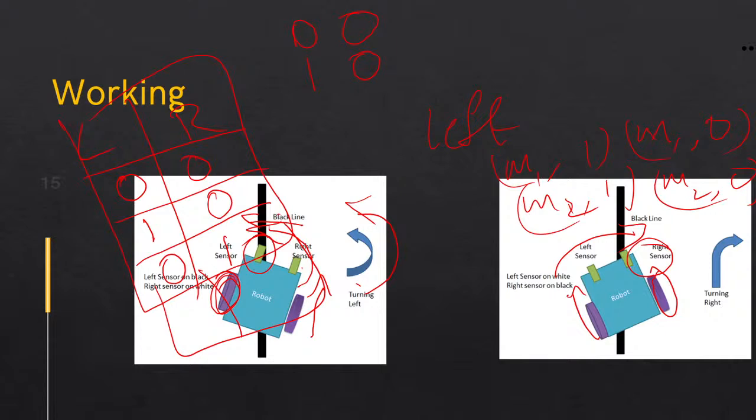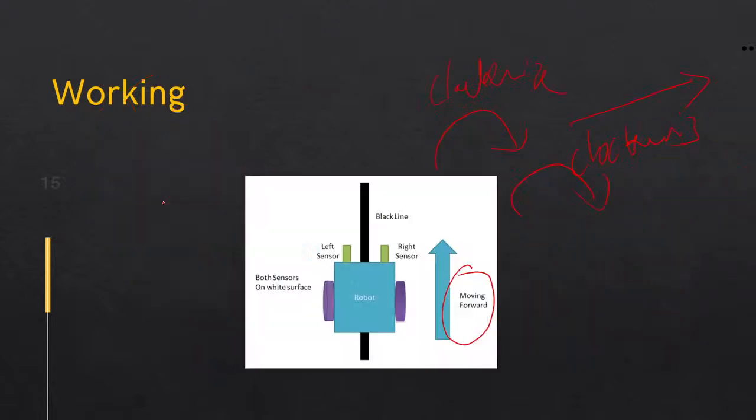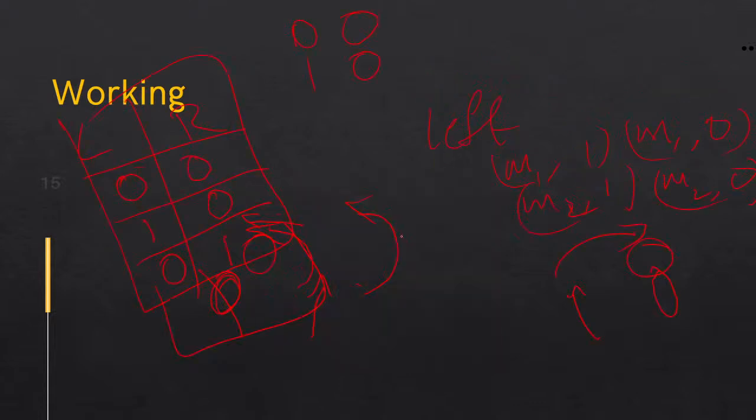No black line means this is a no black line condition. Both are... this is the no black line condition, both sensors not on black line. Now the only condition remaining is both on black line.